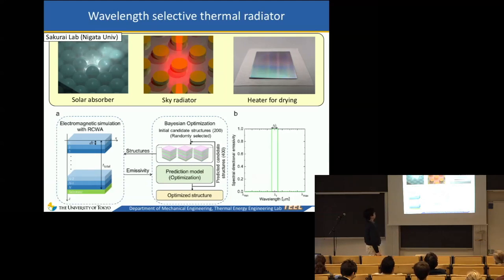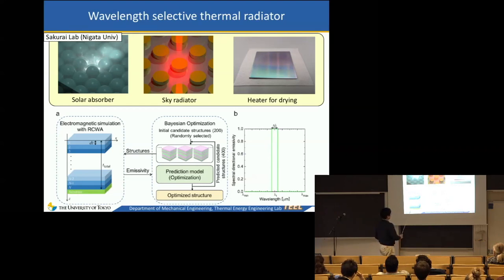So then I move on to the wavelength selective thermal radiator design. A thermal radiator is a material that, if you give it heat, emits light. The wavelength selective ones emit light with certain wavelengths. It has applications together with solar cells like this, and maybe heaters for drying, but my favorite application is this sky radiator. It emits light with wavelengths which are not absorbed by air. So when you give heat to this material, the light goes through to space, so you can cool the earth. That's really like science fiction, but it's very attractive.